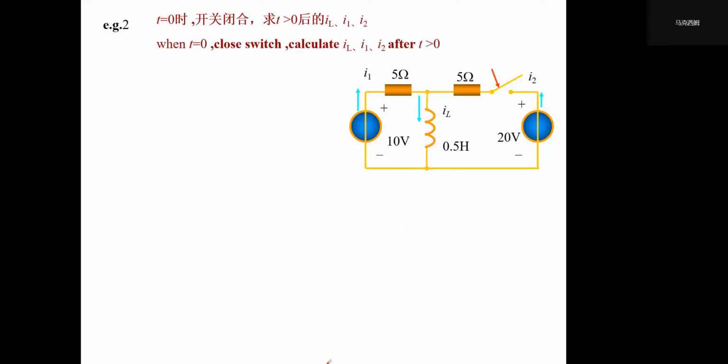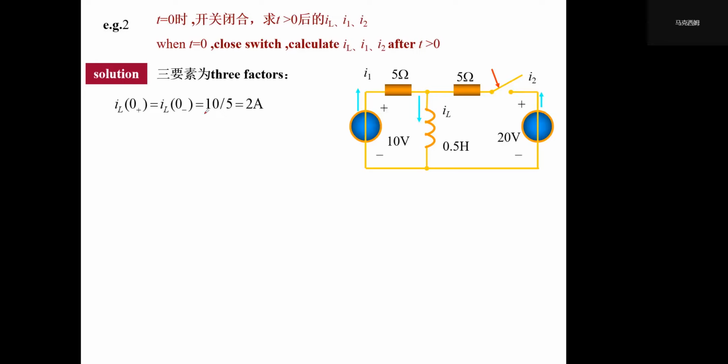Let's see another example. At time 0, we close the switch. We would like to know IL, the current through the inductor, and the voltage UL, the current I1, and the current I2. After time 0, we can still calculate it with the three factors.